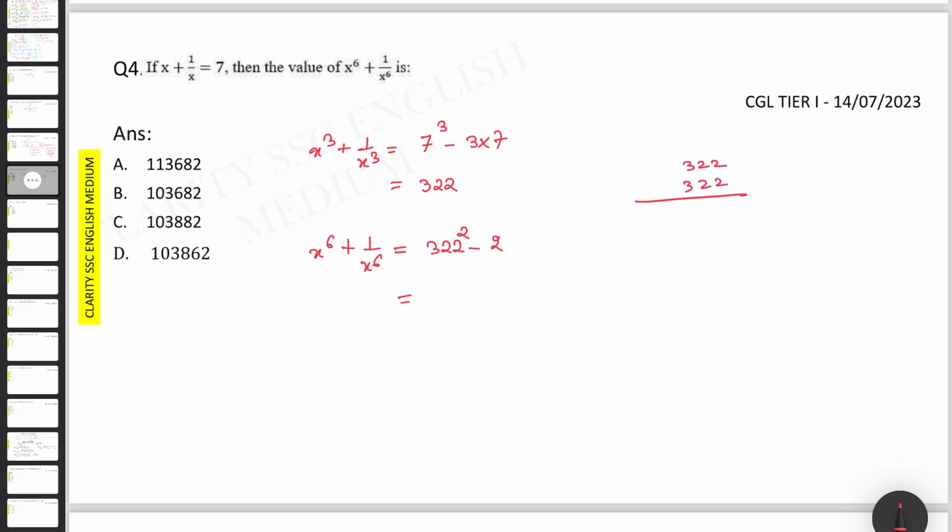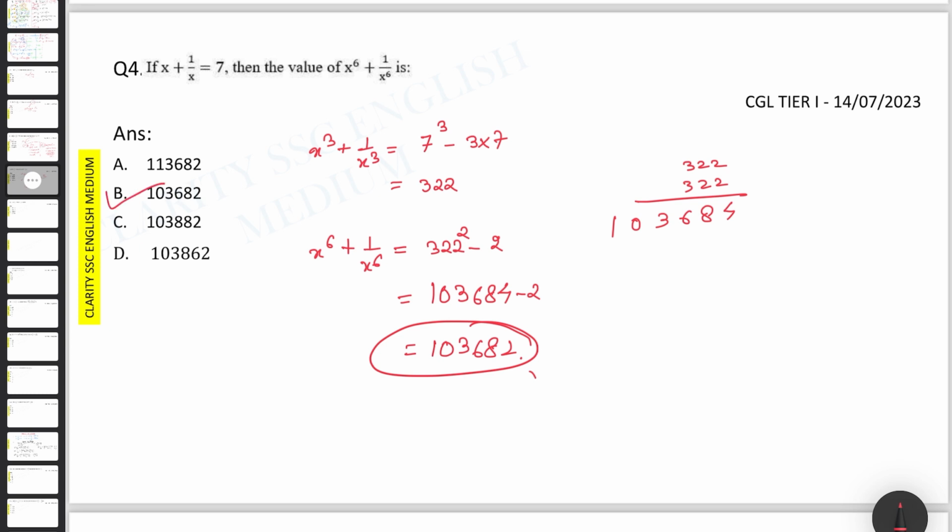322 into 322 is 103684, minus 2. So obviously it's 103682. I think option number B is the correct answer.